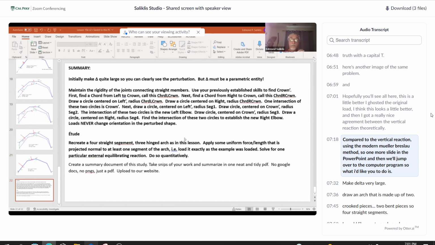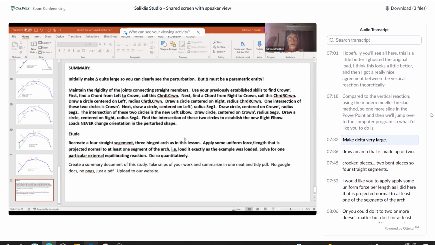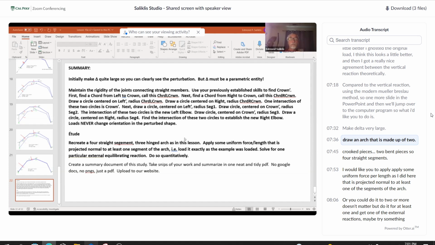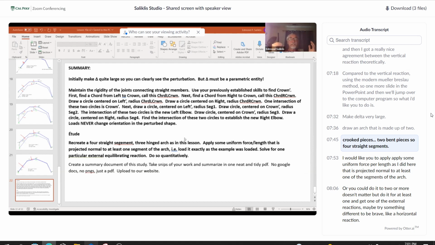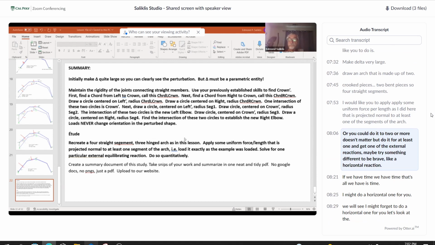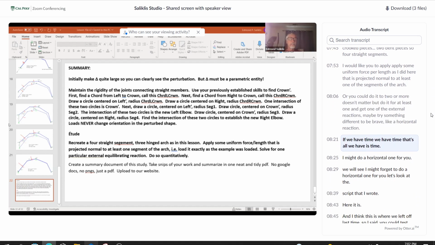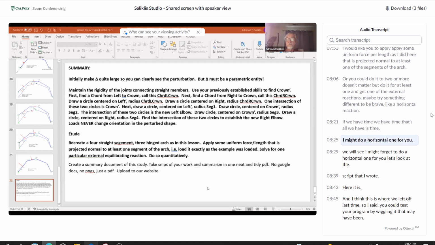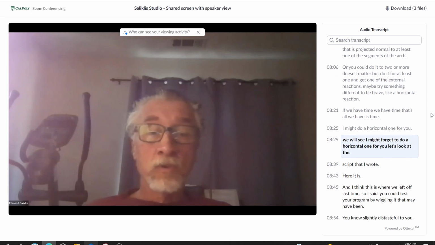So what I'd like you to do is make delta very large. Draw an arch that is made up of two crooked pieces, two bent pieces, so four straight segments. I would like you to apply some uniform force per length, as I did here, that is projected normal to at least one of the segments of the arch. Or you could do it to two or more, it doesn't matter, but do it for at least one and get one of the external reactions. Maybe try something different to be brave, like a horizontal reaction. If we have time, we have time. That's all we have is time. I might do a horizontal one for you. We'll see. I might forget to do a horizontal one for you.